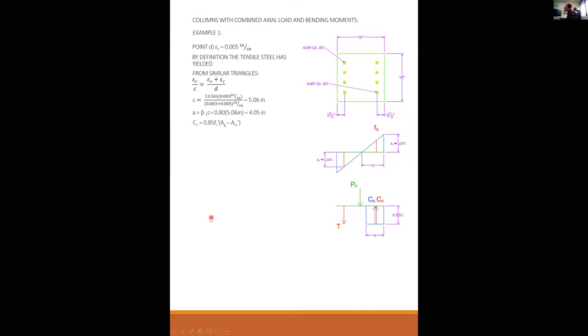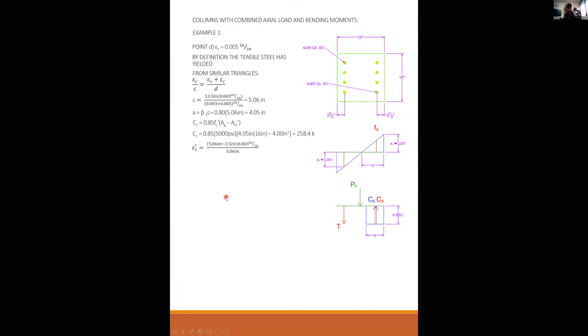Therefore, the force in the concrete, 0.85 f'c (Ag minus Ast), is 4.05 times a width of 16, minus my 4 square inches of steel in the compression zone. So now my compression is 258.4 kips in the concrete. And by the way, notice these diagrams here, if you go back and review this, these diagrams are to scale. So each time we do a step, you notice that a is getting smaller and smaller.